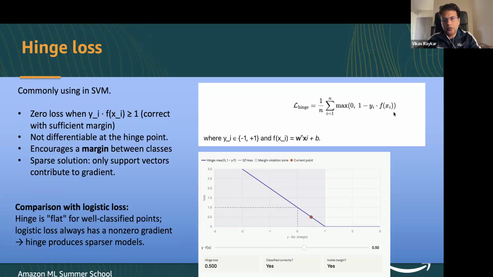And this is the equation for the hinge loss: max of 0, comma, 1 minus yi f(xi), where yi is the true label and f(xi) is w transpose x plus b, a simple linear SVM classifier.